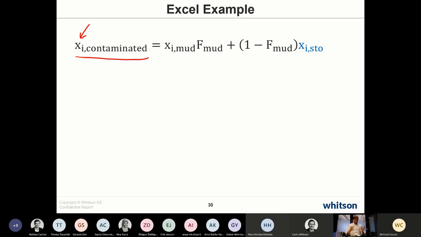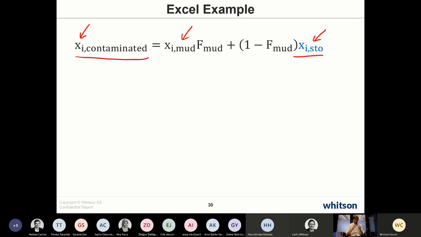And then we know that what we're producing, a potentially contaminated sample, is some combination of a mud composition. So this is the composition of the mud, and the actual stock tank oil composition. And actually, what we would like to back calculate is this guy right here, because that's the true in situ or reservoir representative oil composition.